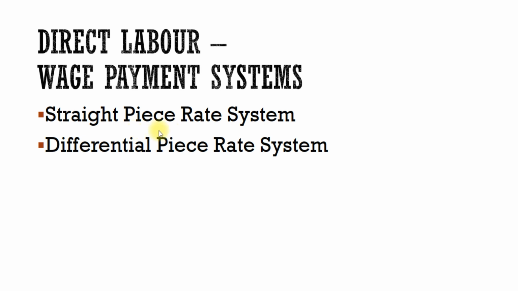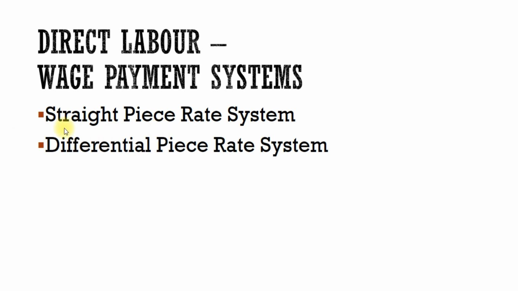Now, what is this system? In this method, the worker is paid at a fixed rate for the number of units produced. There is no distinction made between efficient and less efficient workers who may produce, let us say, 50 pieces in a day, no matter whether the worker produces it fast or slow.